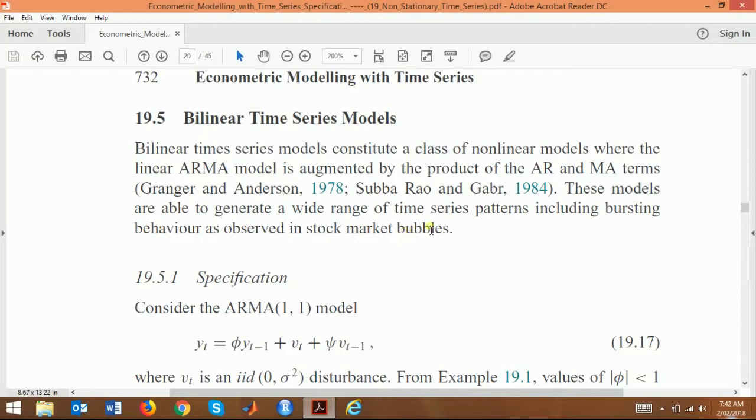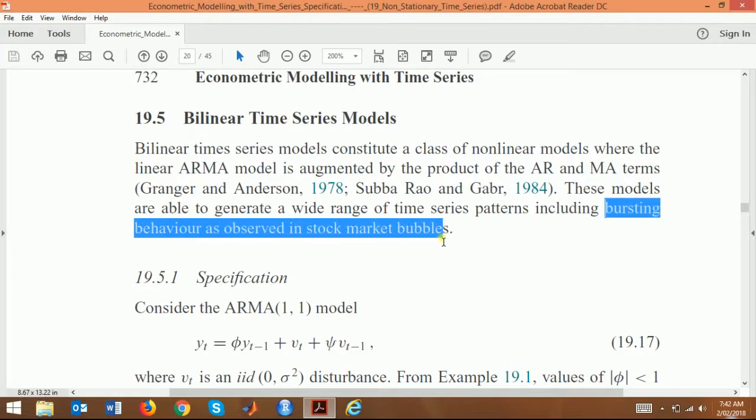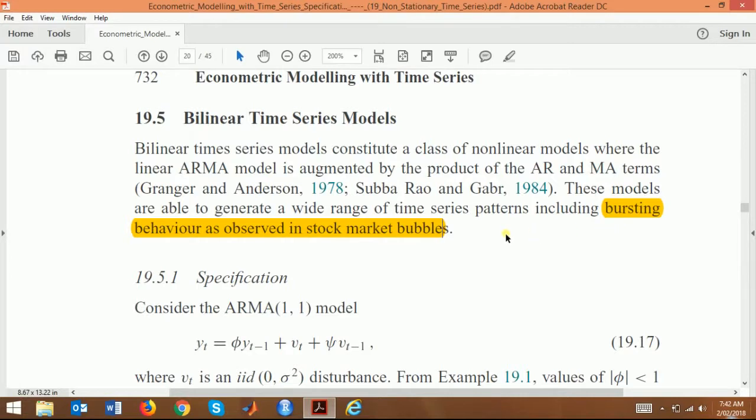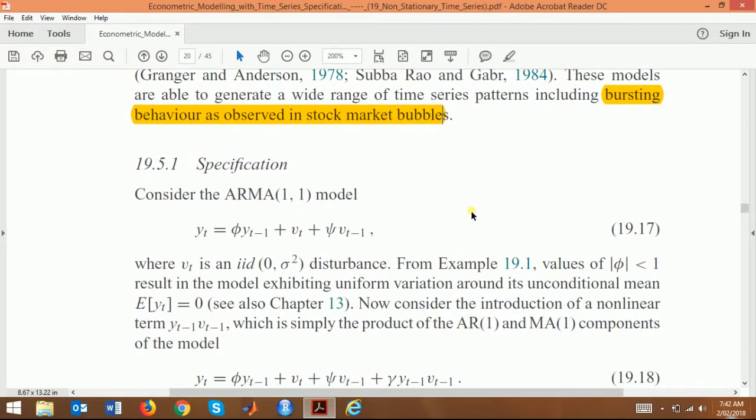These models are able to generate a wide range of time series patterns, including bursting behavior as observed in stock market bubbles. So this is very important. We want to talk about bursting behavior in stock market bubbles in bilinear time series models. So let's start with specification.